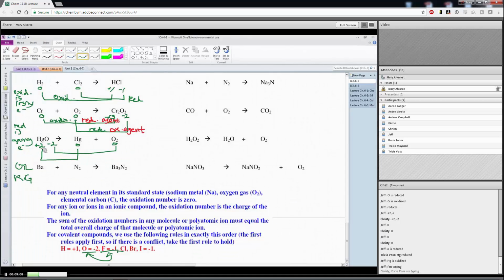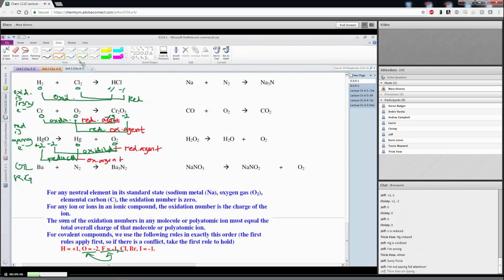The mercury was reduced. See how the charge went down? It gained more negative charges to go from +2 to 0, so it was reduced. And the oxygen in this case was oxidized. Jeff was fooled by the fact that it seems like oxygen is often the one that is reduced, but it's not. So mercury was reduced, so in this case it was the oxidizing agent, and oxygen was oxidized, so in this case it is the reducing agent.